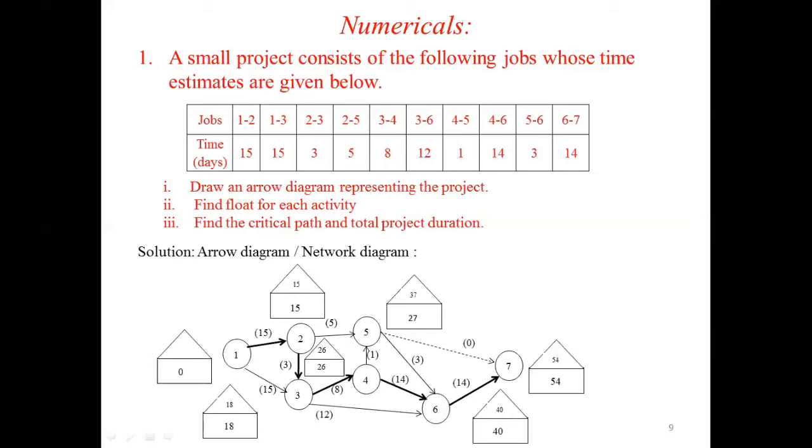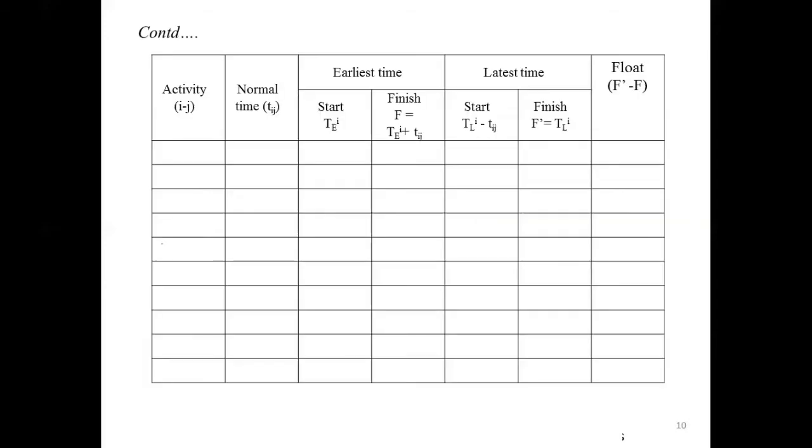Then next, node 2, you will get 15. Similarly, 15 minus 15 you will get 0. That is for node 1. This completes the arrow diagram. Then next we need to construct the table in this manner.